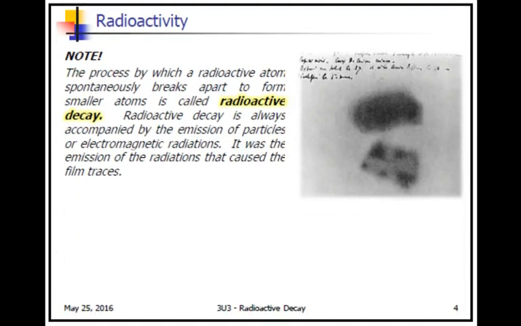The process by which a radioactive atom spontaneously breaks apart to form smaller atoms is called radioactive decay. Radioactive decay is always accompanied by the emission of particles or electromagnetic radiations. It was the emission of the radiations that caused the film traces.